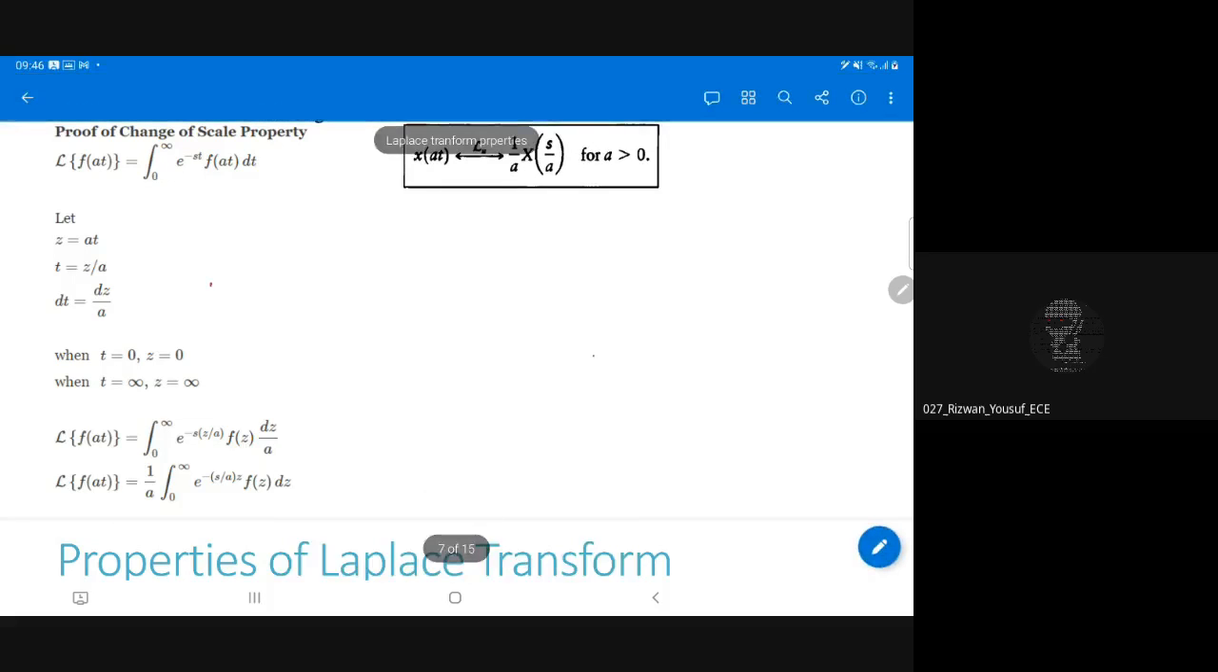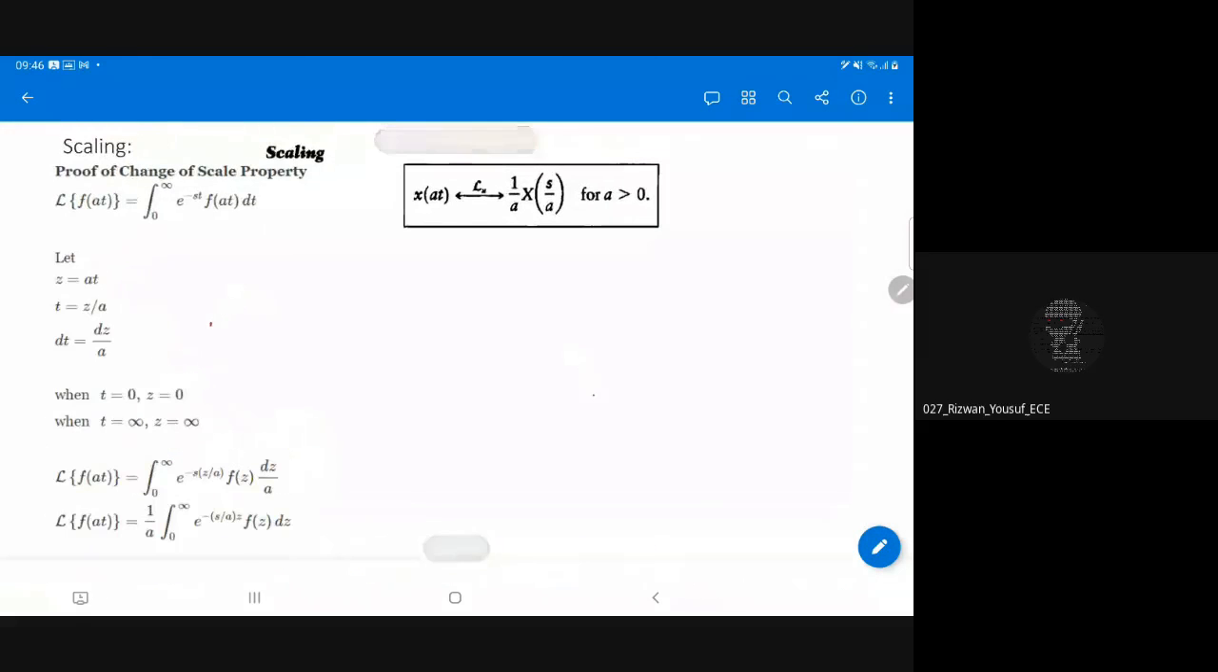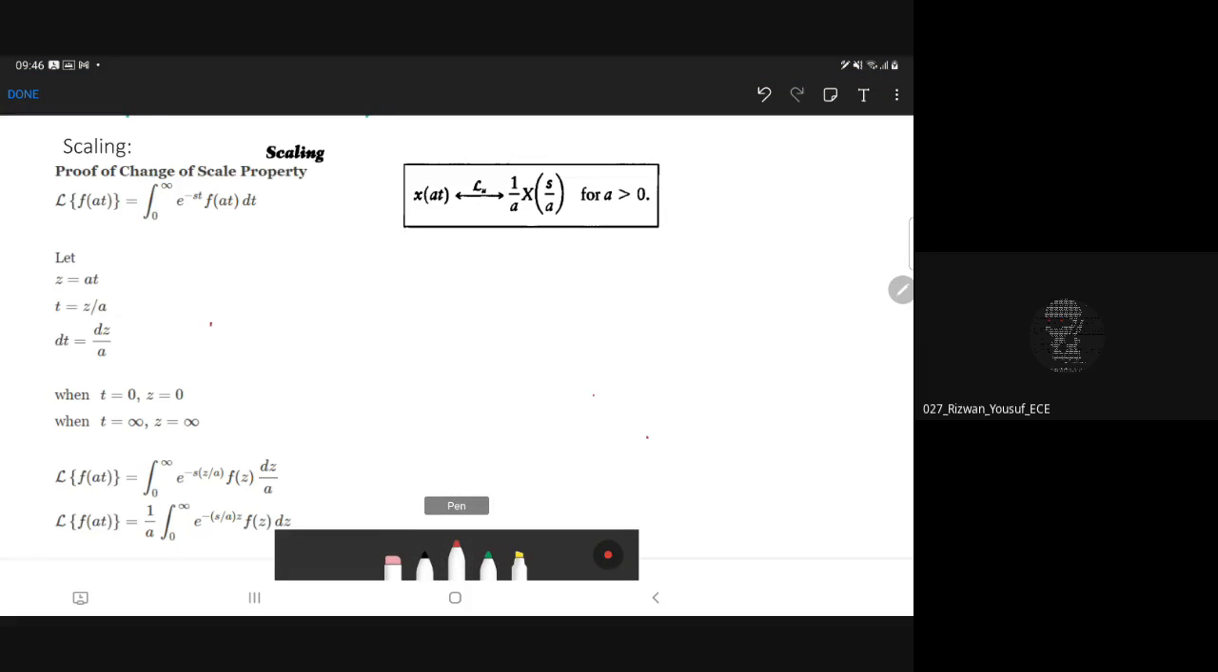See, I have a signal which is f of at. I want to find the Laplace transform of f of at. Since this is a unilateral Laplace transform property, all these properties belong to unilateral Laplace transforms, so our limits will be from 0 to plus infinity. This is basically x of t, so my x of t here is equal to f of at. We want to find its Laplace transform.